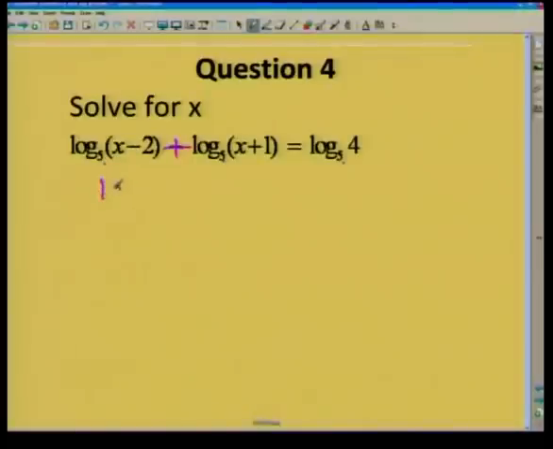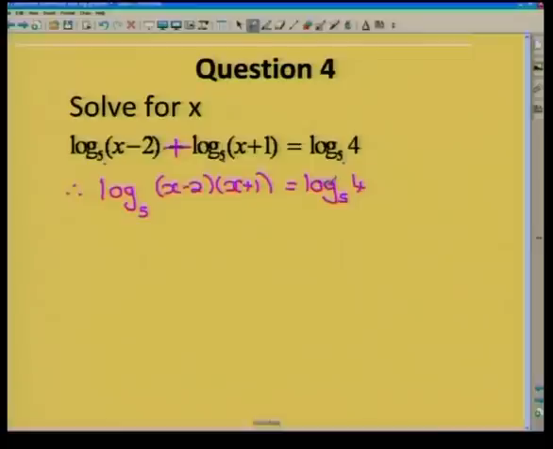Right, so looking over here, we have a plus sign. Plus sign means multiply, so it's log to the base 5 of (x minus 2) times (x plus 1) equals log to the base 5 of 4. Now, at this stage, we can see that we have the same instruction on both sides. It's log to the base 5, log to the base 5. And so therefore, at this stage, I can equate the insides. So I can say that (x minus 2) times (x plus 1) must equal 4.